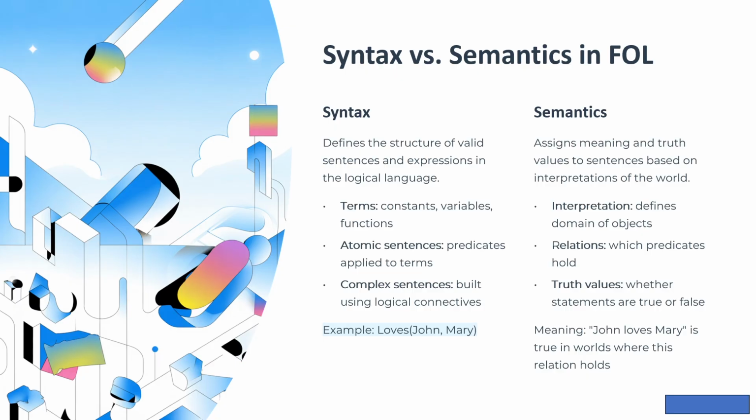For example, Loves(John, big data) is syntactically valid. Semantically, it's only true in worlds where John actually loves big data. To use logic efficiently in AI, you need both correct structure, called syntax, and knowledge that matches reality, called semantics.